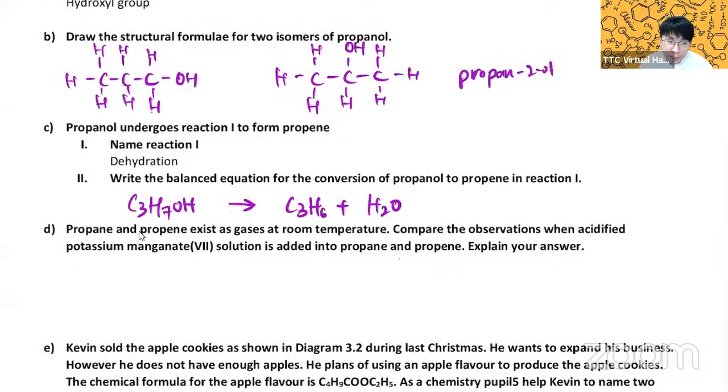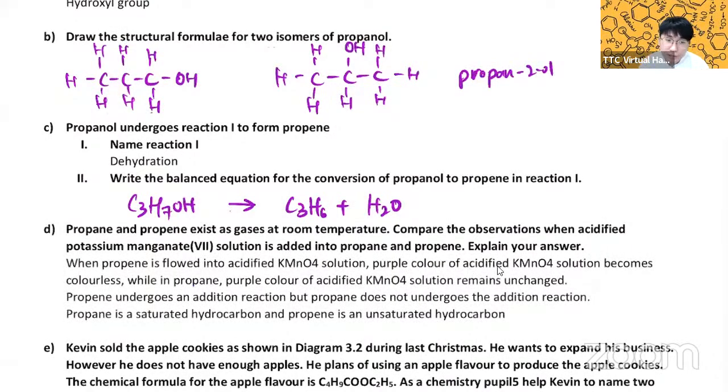Okay, now if you have propane and propene, compare the observation when you add acidified potassium manganate(VII). This is also another way to test alkane and alkene. One way to test alkane and alkene is bromine. The other way is by using this. How do I know it's alkane or alkene? This acidified potassium manganate(VII) is actually purple. If it becomes colorless, alkene. If it remains purple, alkane. So I would say this is very similar to your bromine question. So I will just leave the answer here.